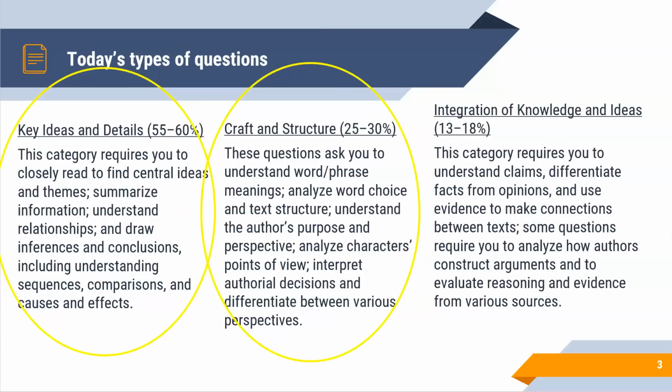And if you're sitting there thinking, that sounds like a lot, don't worry, we've only got 6 questions here today, but here's how they're going to be sort of divided up. We've got 4 key ideas and details and 2 craft and structure just for practice.